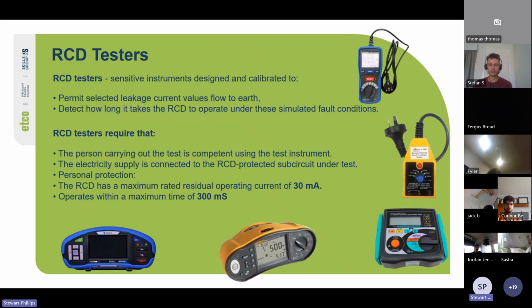Cool. So when you push an auto test on an RCD tester, how many times does it test the circuit?